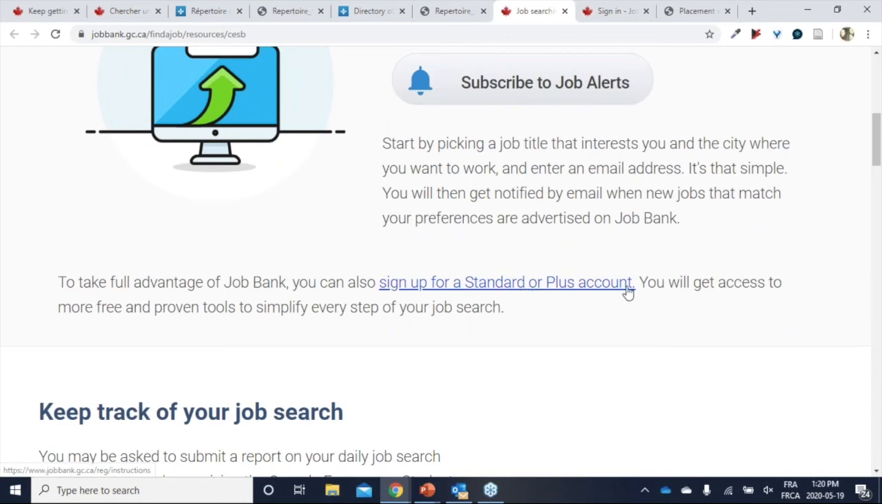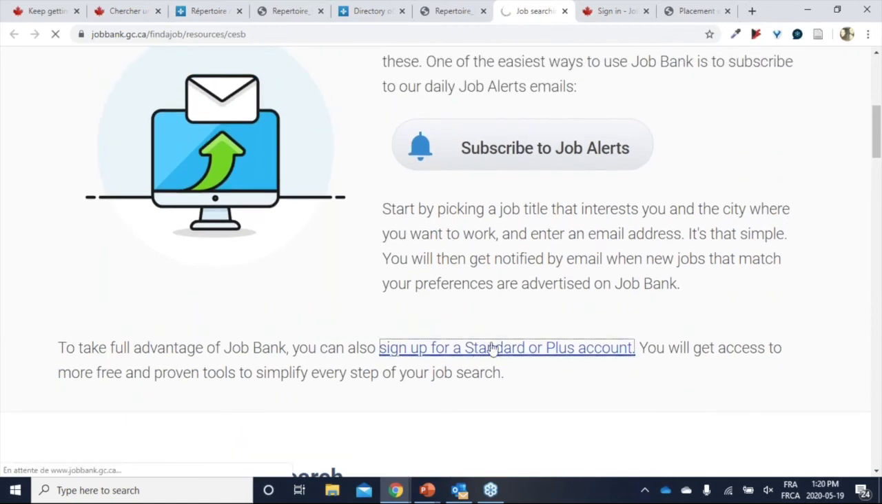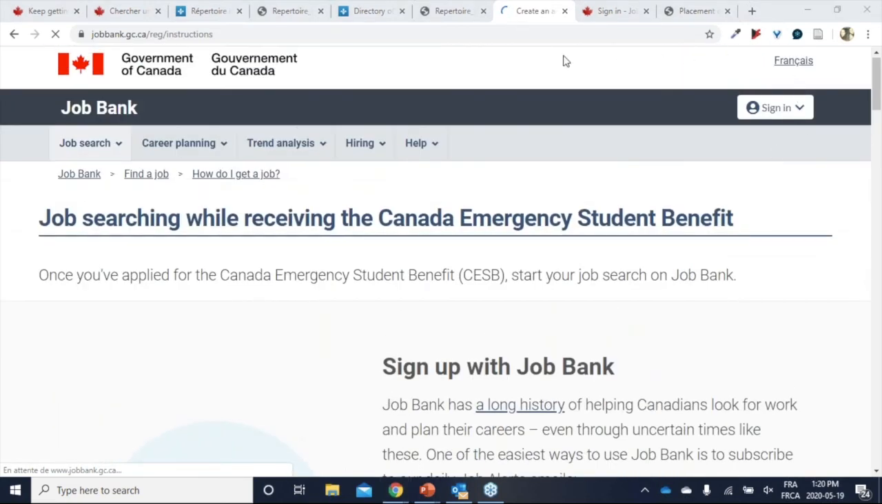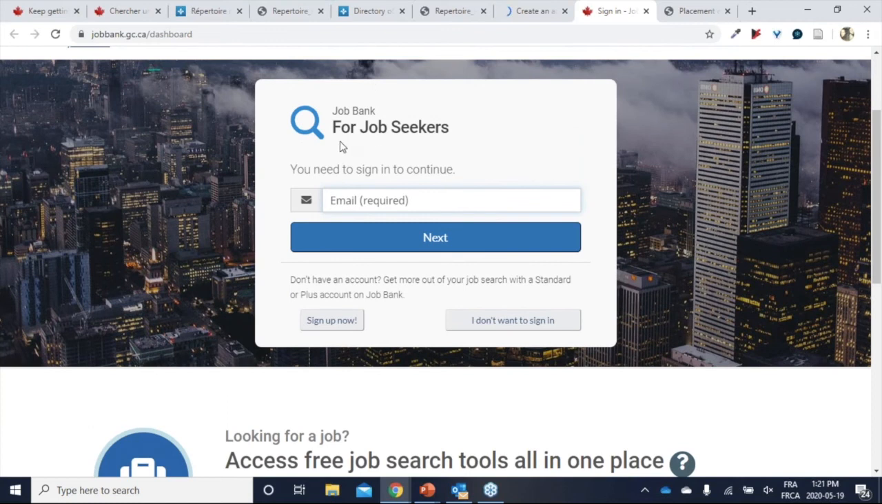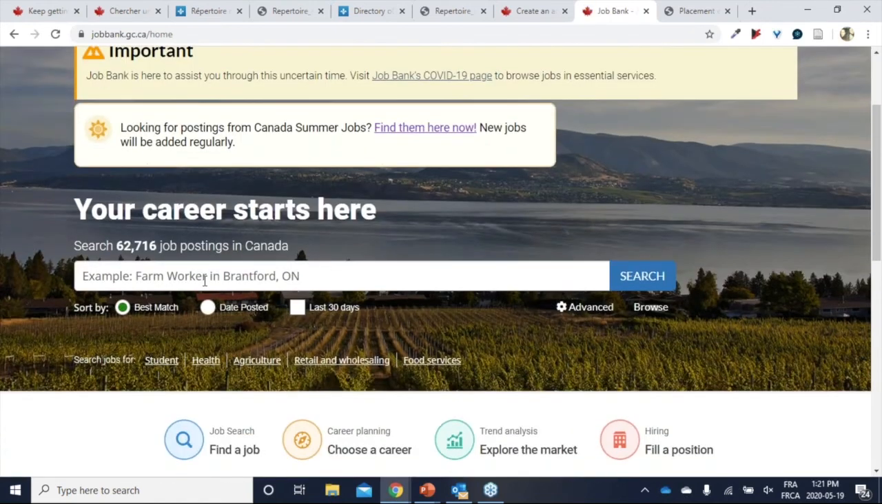If you want to sign up for a plus account, which saves more information about the specifics of your profile, you need your SIN number. But the process in itself is quite fast. And you can also just browse without having an account. Say for example, here we go in the Job Bank for job seekers and we say that we don't want to sign in. It'll lead us to the repertory of all the different job offers that exist on the platform.